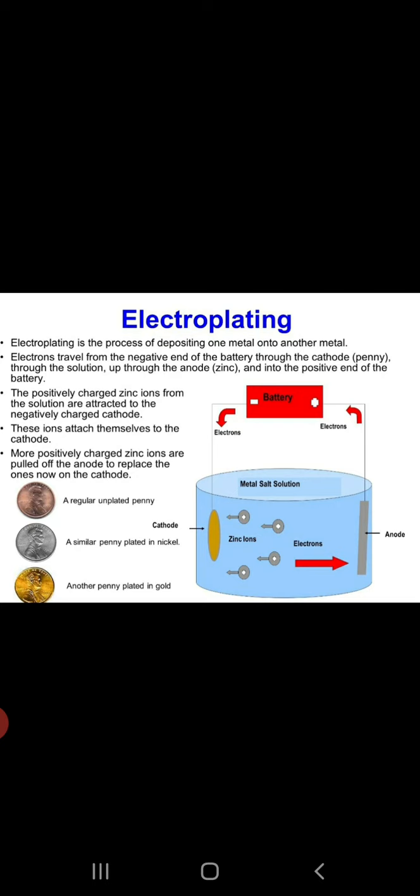The articles of cheap metals are coated with precious metals like silver and gold to make them look more attractive. The article that needs to be electroplated is made the cathode, and the metal to be deposited is made the anode.